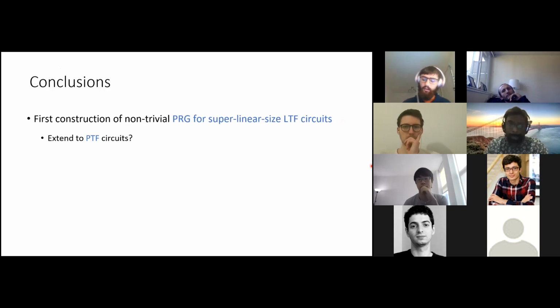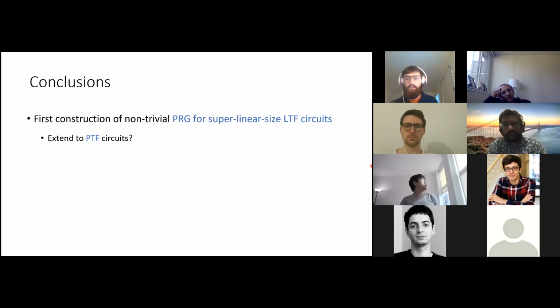So let me just end with mentioning some directions for further research. I think one interesting problem would be to extend this to polynomial threshold function circuits, low degree PTF circuits. You could see that much of the analysis didn't really rely on things that were specific to LTFs. A lot of it was pretty general. So I think this is probably doable.